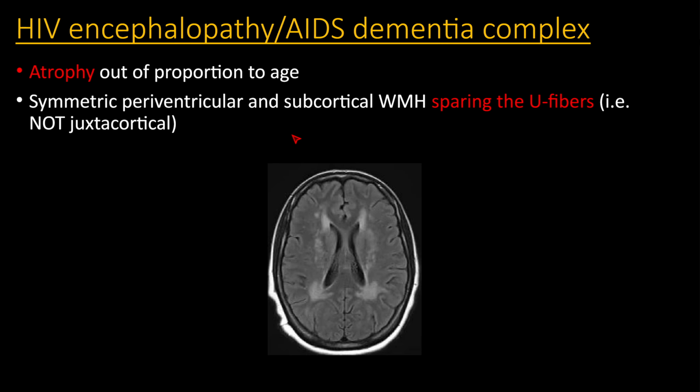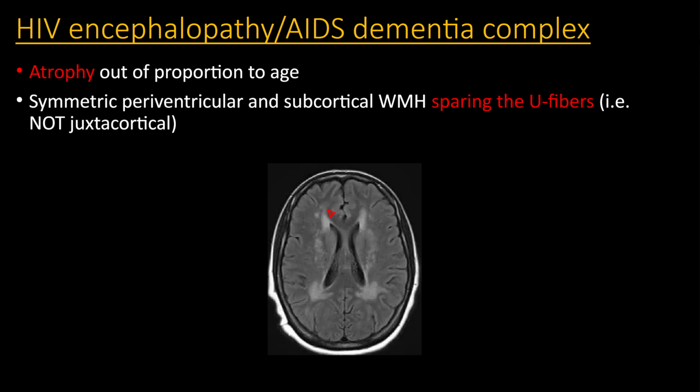Next disease we'll talk about is HIV encephalopathy or AIDS dementia complex. Now, the main findings in HIV encephalopathy are going to be atrophy out of proportion to the patient's age, as well as a very symmetric periventricular and subcortical white matter hyperintensity that spares the U fibers, so it would not be juxtacortical in MS jargon. Now, for all intents and purposes, the appearance is going to be very similar to age-related chronic microvascular ischemia, with the exception that these patients will be very much younger and they would have HIV or AIDS.